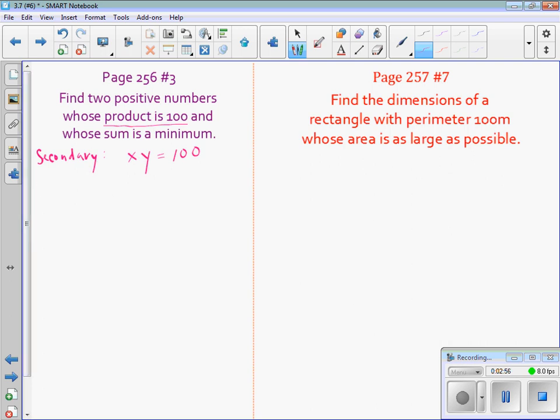And our primary equation is what we're trying to maximize or minimize. So we're trying to minimize the sum. So I'm going to write S equals. What would that equation look like? X plus y. And then I usually just write here whether I'm trying to maximize or minimize it, just so I don't forget what I'm trying to do.